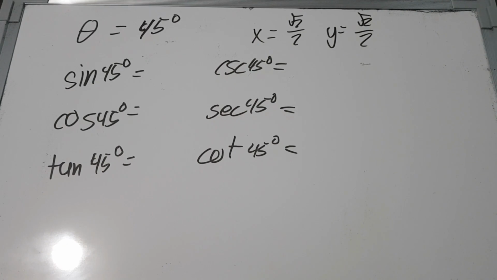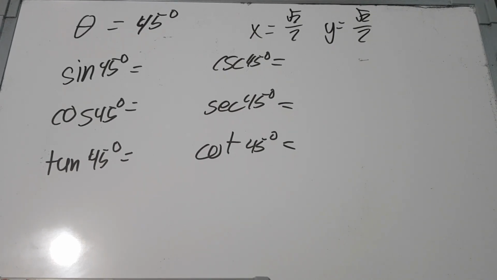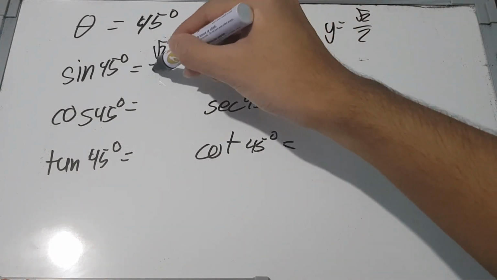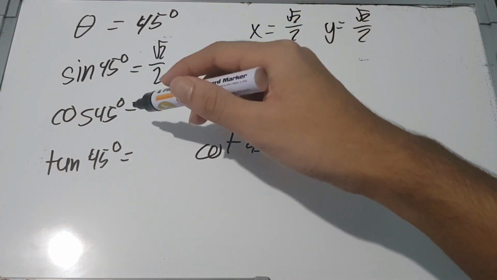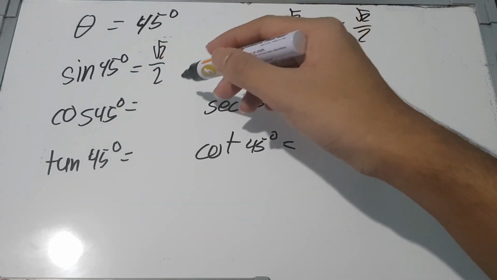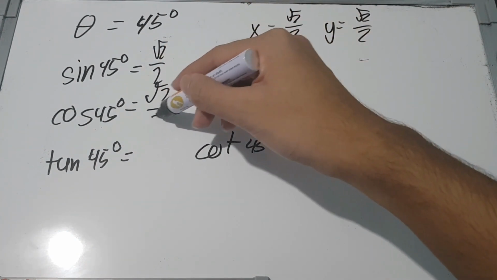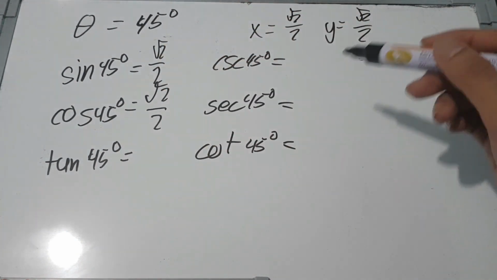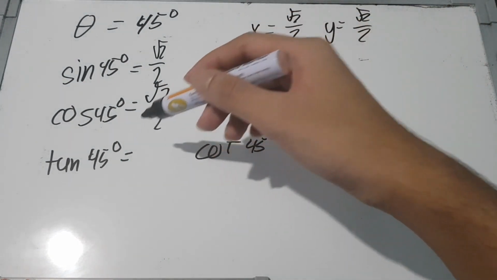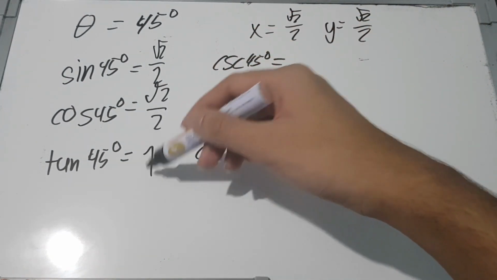Now that we have the value of x and y, we can get the 6 circular functions. Since y represents sine, we can say that sine 45 is equal to square root of 2 over 2. This also goes for cosine, since x represents cosine, square root of 2 over 2. And since tangent is y over x, we can say that tangent 45 degrees equals 1.